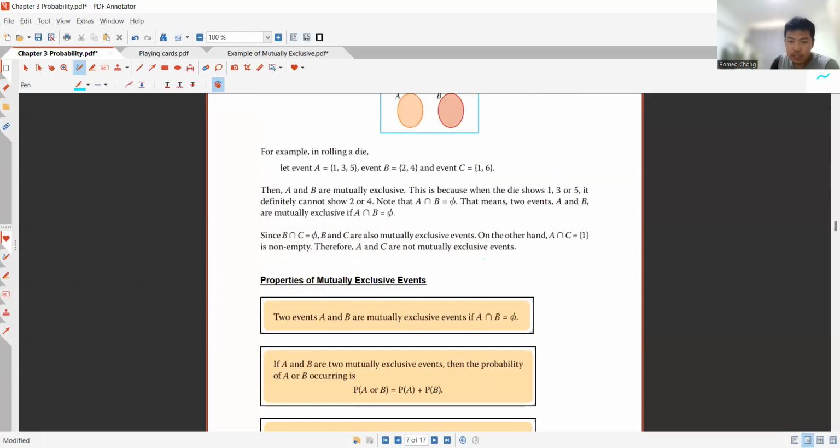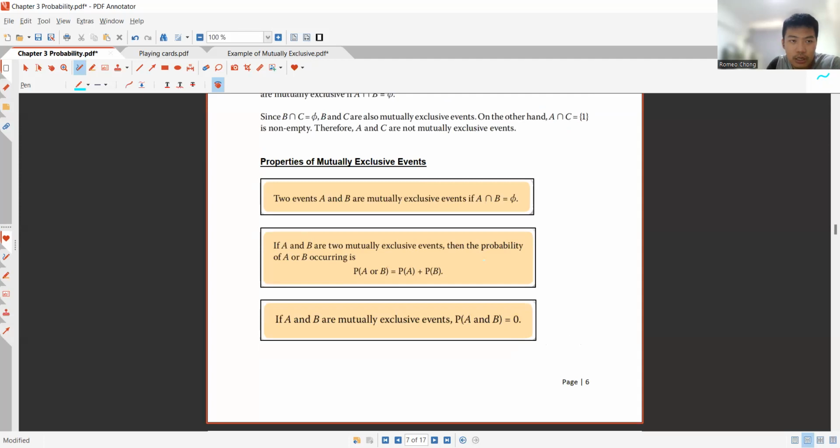Okay, now I will go back to the module. Let's look at your module, this page. I will go straight to the probability characteristic. As you can see from here, the two events A and B are mutually exclusive. If your A intersect B has no intersection, it means it's an empty set. So remember, this symbol means empty set.